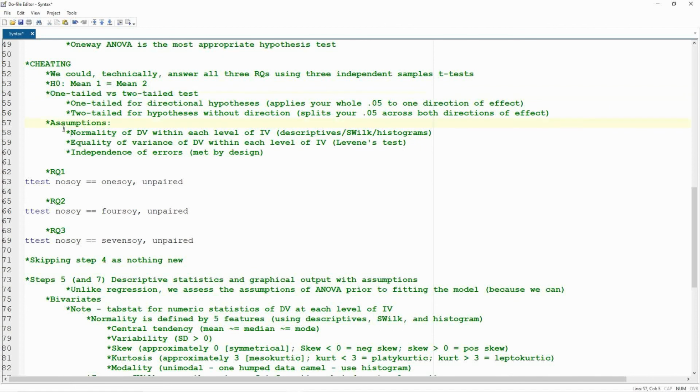Now, independent samples T-tests have 3 assumptions. The first is that the dependent variable is normally distributed at each level of the IV. We can use descriptives, Shapiro-Wilk and histograms to do this. There's also the assumption of equality of variance. This is also known as homogeneity of variance. And this is within the DV, within each level of the IV. So essentially all this is saying is that the standard deviation of the DV at one level of the IV is the same as the other level of the IV. We want the standard deviations to be about the same. We use Levene's test for this. And then independence of error simply, for the purposes of this course, means that you haven't measured anyone twice, and this is met by design.